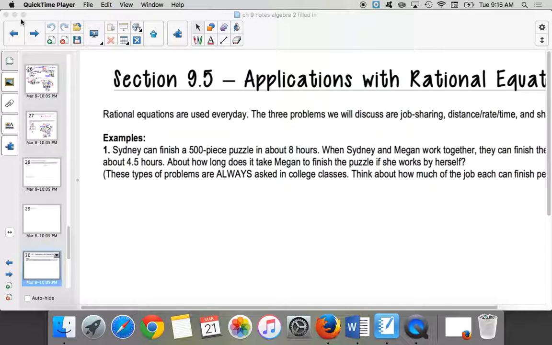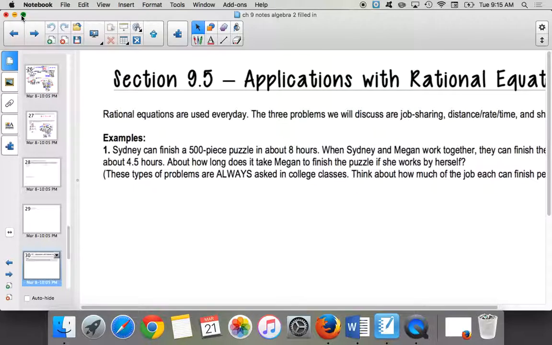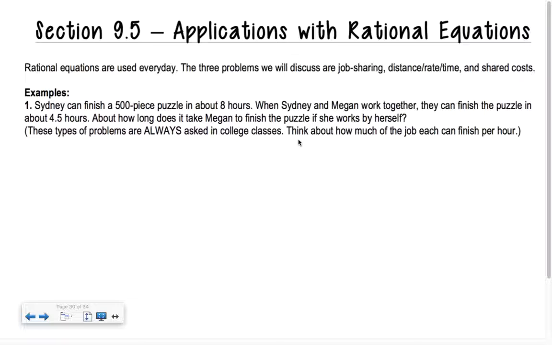Section 9.6 is applications with rational equations. We use rational equations every single day. The three types of problems we're going to discuss today are job sharing problems, distance, rate, and time, and shared costs. Here's the first example.